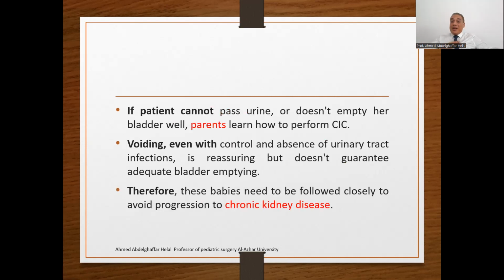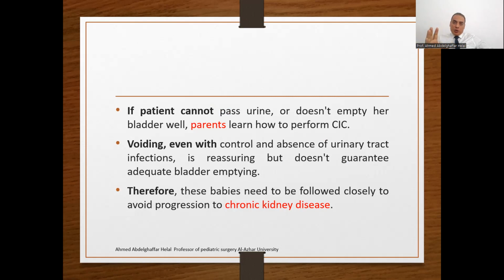If the patient cannot pass urine or doesn't empty the bladder well, the parent must learn how to perform clean intermittent catheterization. Generally, voiding, even with assistance or control, and the absence of urinary tract infection is reassuring, but doesn't guarantee adequate bladder emptying. Therefore, these babies need to be followed very closely to avoid progression to chronic kidney disease.